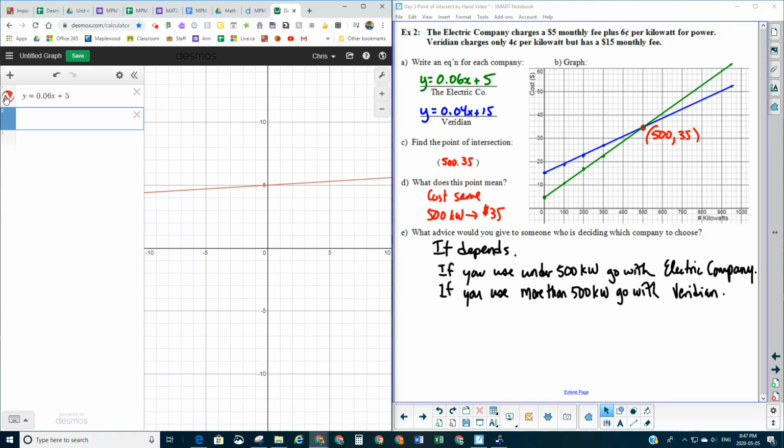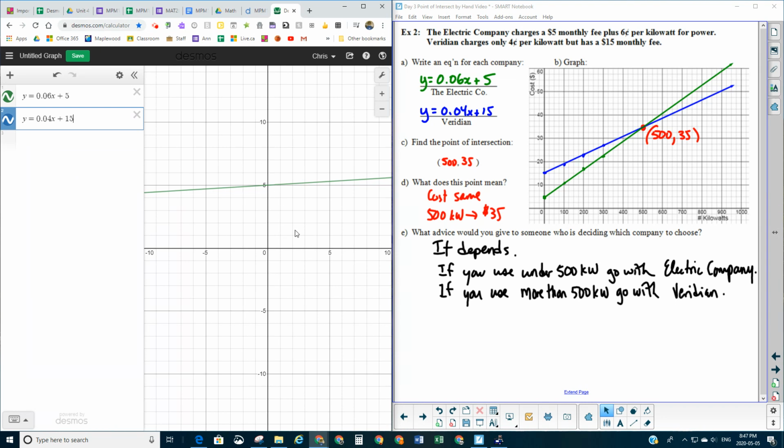And if I push and hold this button, I can change the color. So let's make it green, just like the one I had there. And y equals 0.04x plus 15. And you see that there's the blue one. Okay. Now, if you look at my graph, though, I can't even see the blue one.